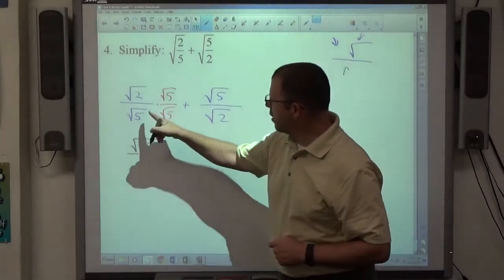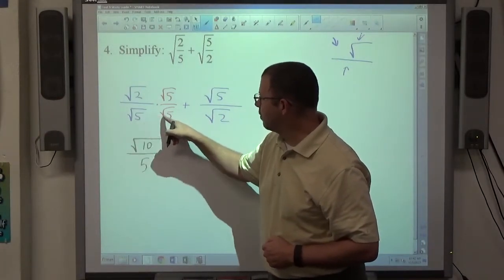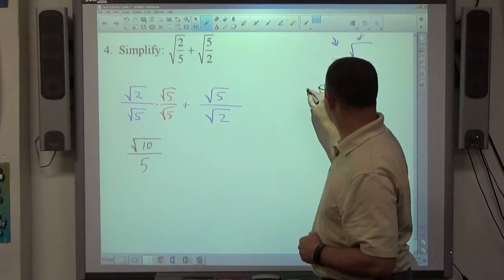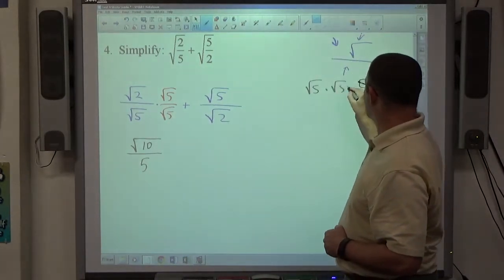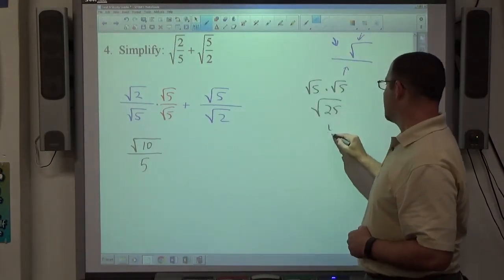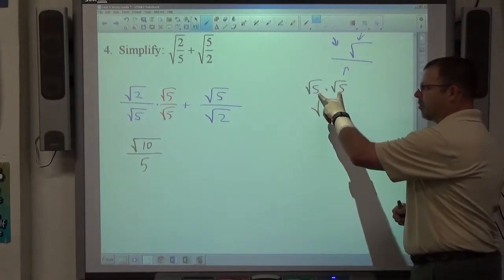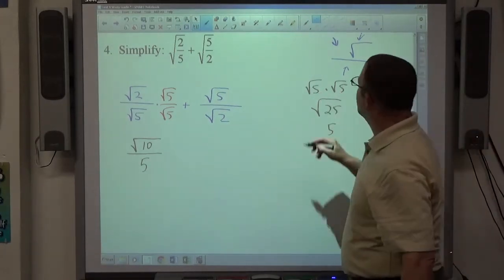And keep in mind again, when you multiply a radical times itself, you simply drop the radical. Square root of 5 times the square root of 5 is equal to the square root of 25, which equals 5. So in general, you match a radical, you get the non-radical version of it out.